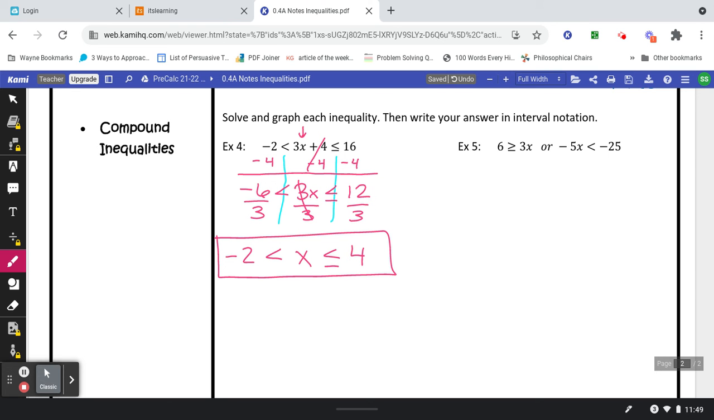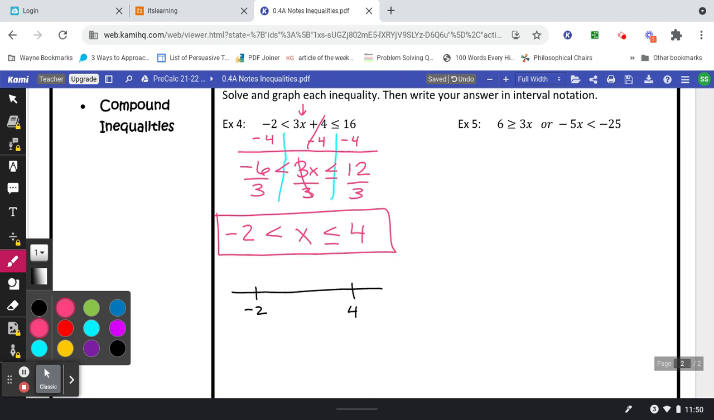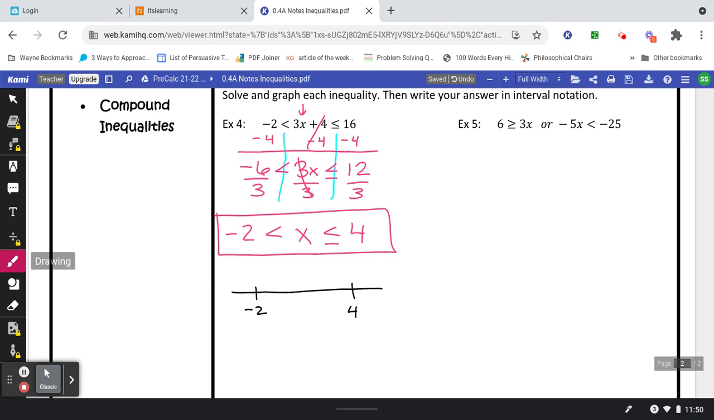In other words, x is between -2 and 4. So as we draw a number line, we'll make sure we put -2 and 4 both on the number line. If you want to fill in the numbers between, you're more than welcome, but you don't have to. And again, we want the space between -2 and 4. -2 has an open circle because of the less than. 4 has a closed circle.